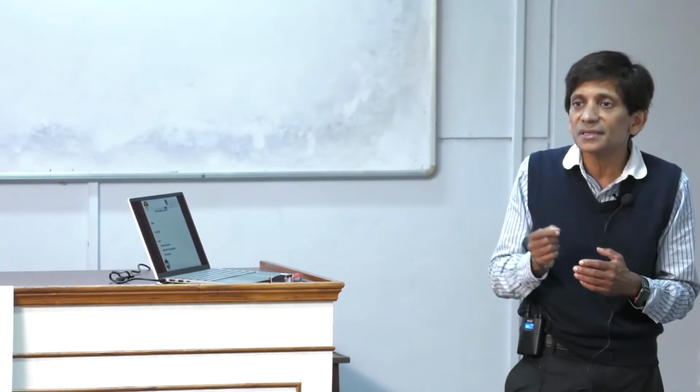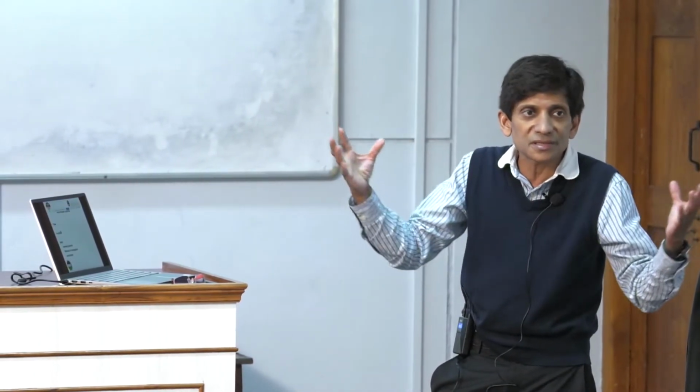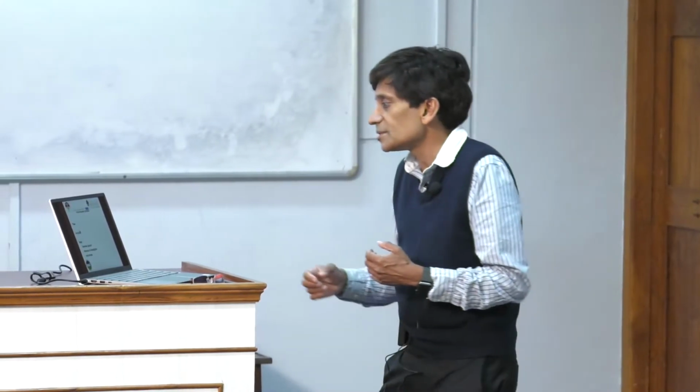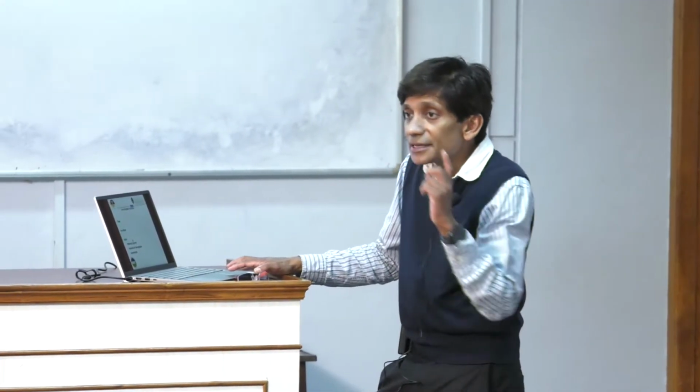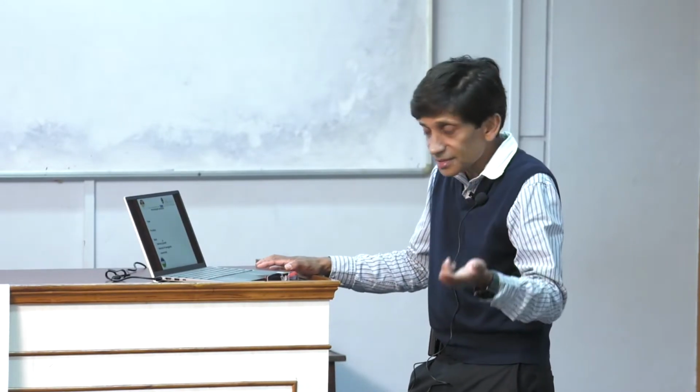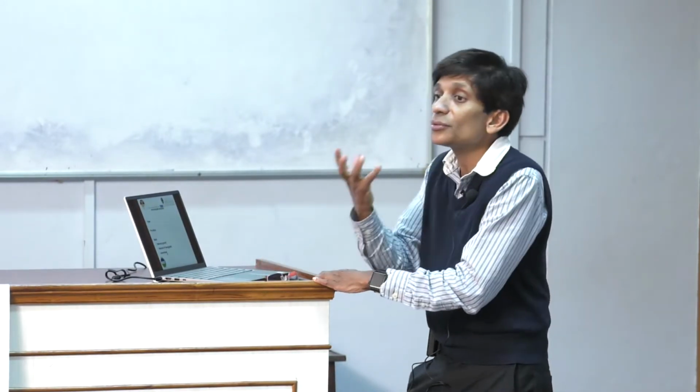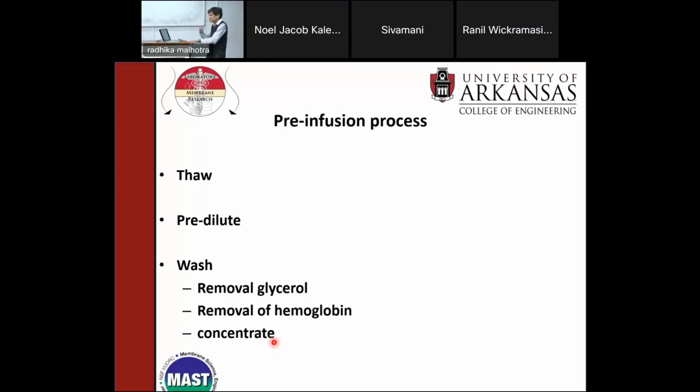Otherwise, if you suddenly bring it in touch with what's called isotonic saline, that is saline at the same osmolality as our plasma, you will burst the cells, because they'll have a very high glycerol concentration, a much higher osmolality inside than outside. Everything will rush in, the cells will burst. So that's why you pre-dilute slowly. And then you wash to remove glycerol. There is also some hemolysis that occurs. You must remove the hemoglobin, and you want to concentrate them to a hematocrit that's compatible with the body, so probably about 25–30% by volume.